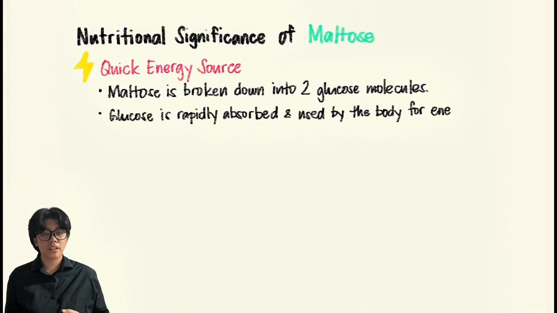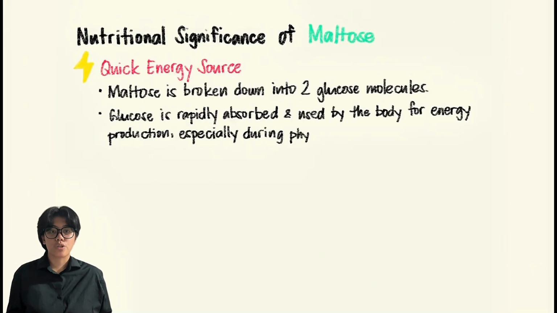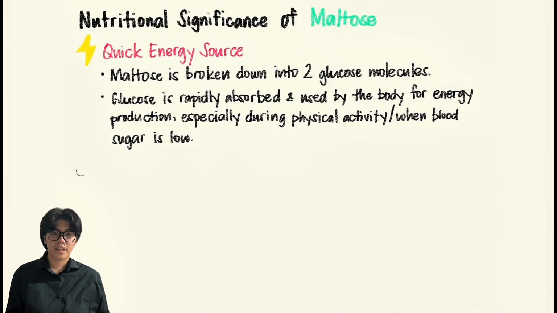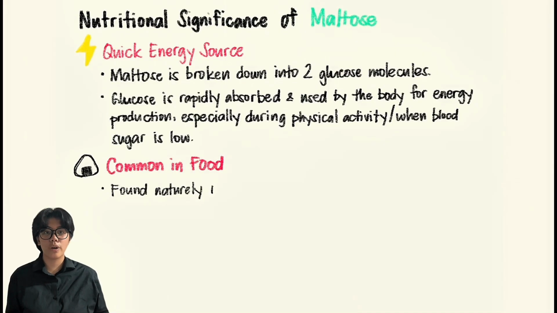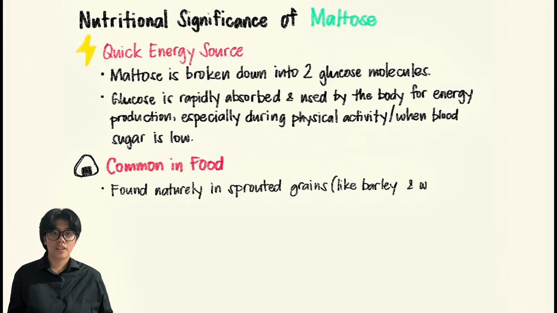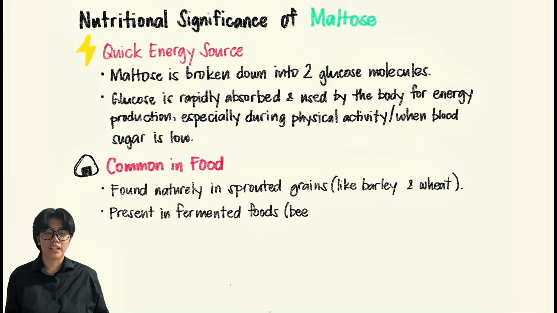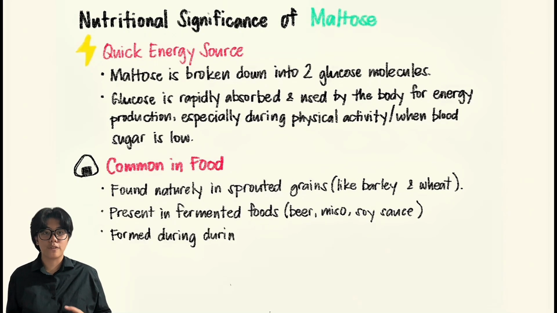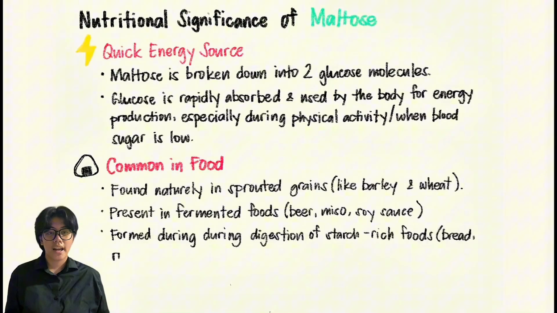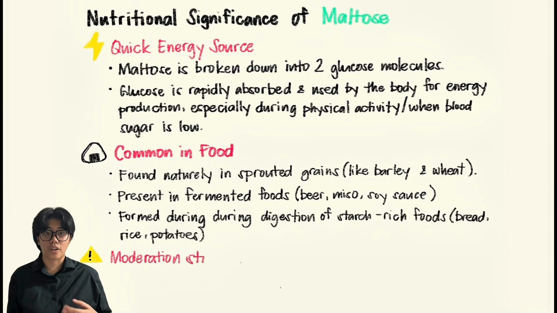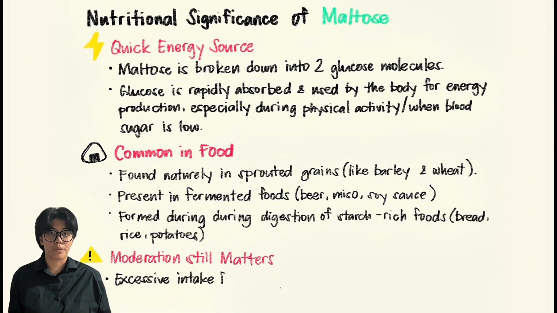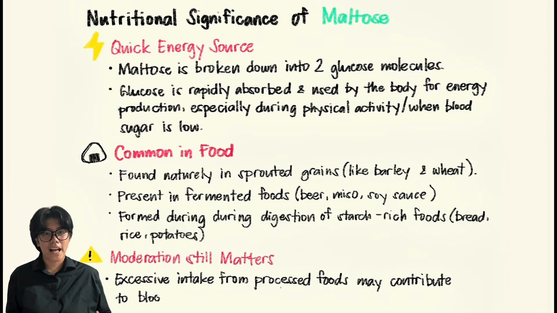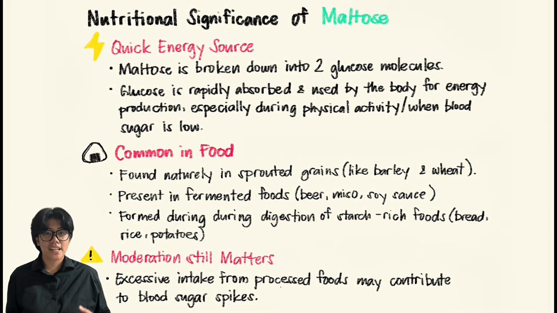And this glucose molecule is then rapidly absorbed and used by our body for energy production, especially during physical activity or when our blood sugar is low. This is common in sprouted grains like barley and wheat. It's also found in fermented food like beer, miso, and soy sauce. And it's also formed during digestion of starch-rich food like bread, rice, and potato. While maltose is a helpful energy source, excessive intake of it can lead to spiking up your blood sugar. So that's why it's important to eat in moderation.